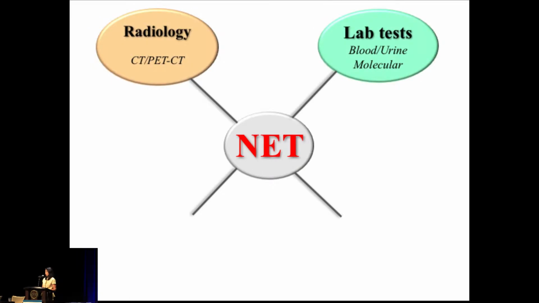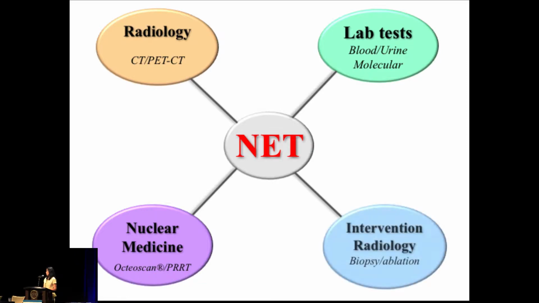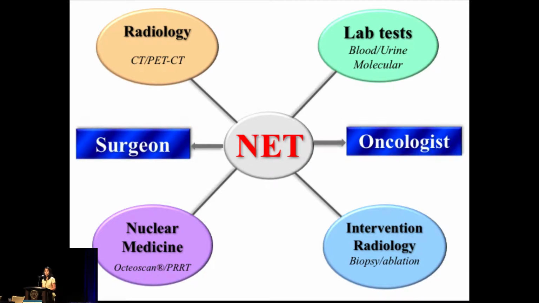So when you were told that you were diagnosed with a neuroendocrine tumor or neuroendocrine neoplasm, you probably will reach out to do some tests, including radiology, biomarkers, as mentioned in the last talk. And you may also go through nuclear medicine to have an octreotide scan or even PRRT for treatment. And also you may have to see interventional radiologists to have a biopsy. And instantly you will get on the internet to look for the best surgeons and the best oncologists in this area. However, it is very important.